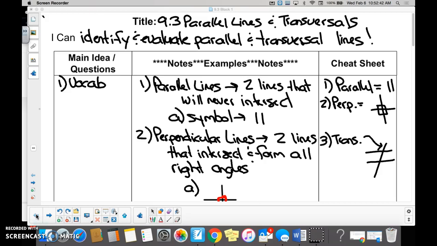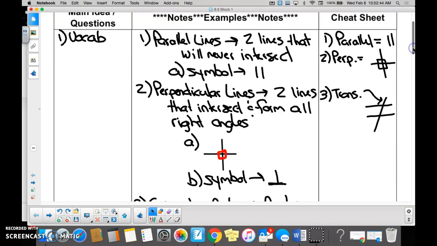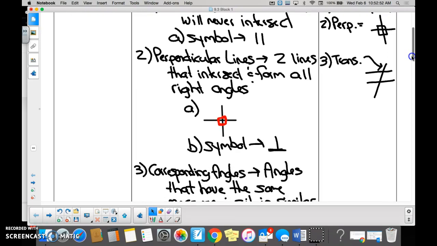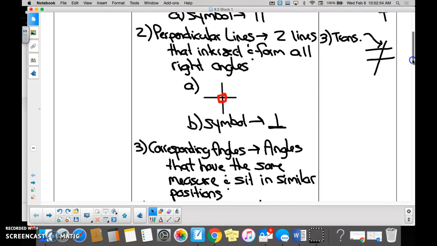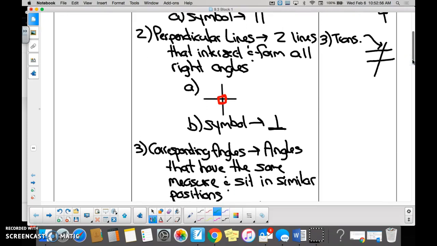All right, parallel lines. The symbol is two vertical lines. You guys got that? Yeah. Parallel lines never intersect. Perpendicular lines form what kind of angles? Right. Everywhere? Yes. Everywhere. And then the symbol for perpendicular would be an upside down T.